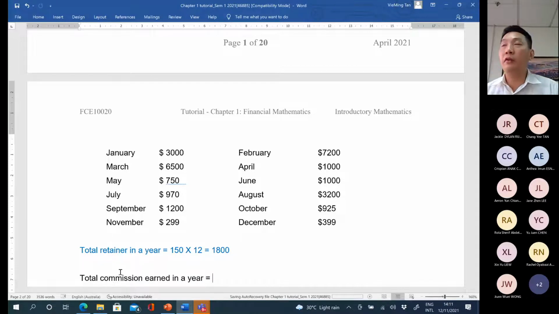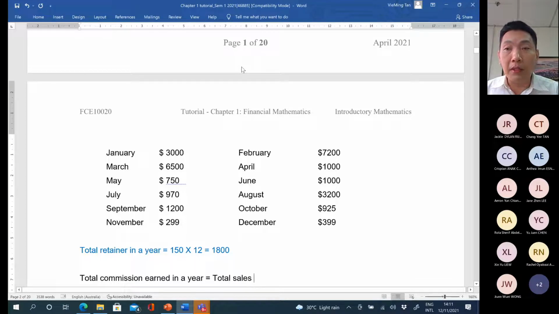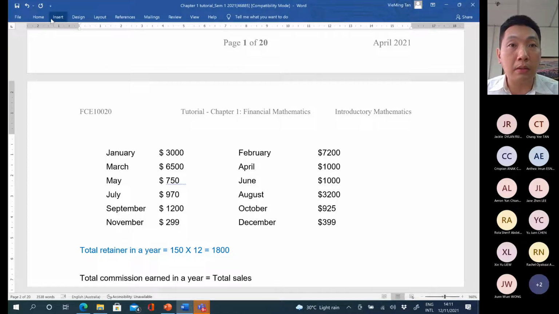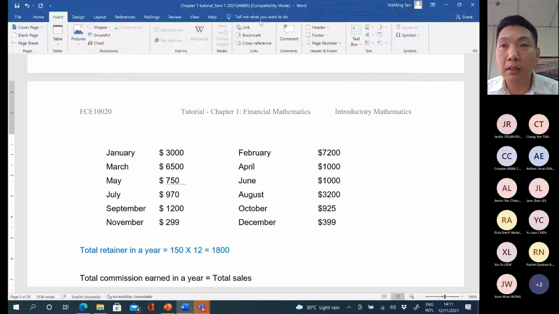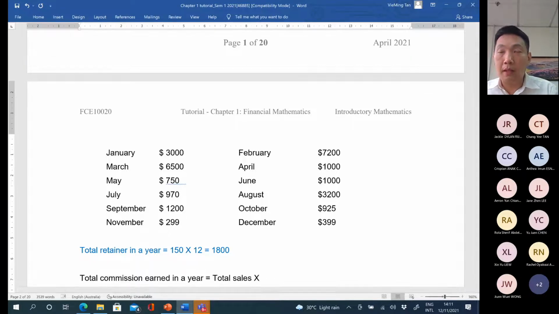So we know the formula to calculate the commission is based on total sales, right? So we have to use the formula of total sales multiplied with the commission rate, which is 15%. Okay, so I try to use the symbol, insert, multiply, okay? And this is the commission rate. So this is the formula.